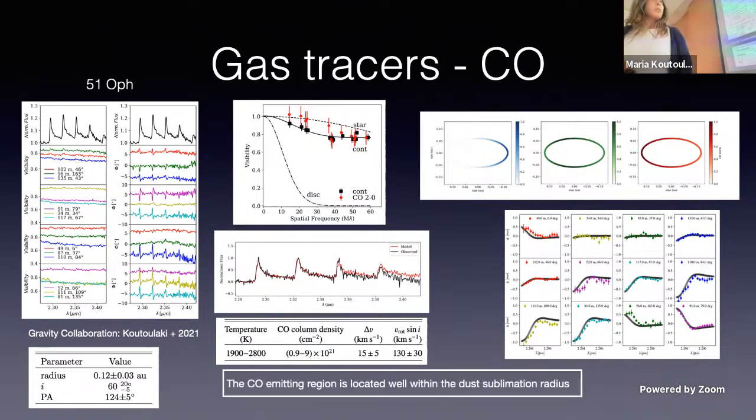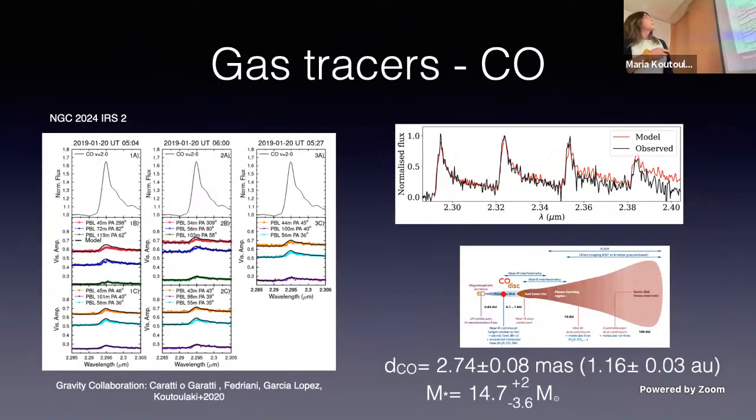Going forward though, here is an example of a massive young star, and we did similar things. This is just showing the first year bandhead emission. You can see here a much clearer bump on the visibilities as you go along the CO line, which again indicates that the CO is coming from a region that's closer to the star.